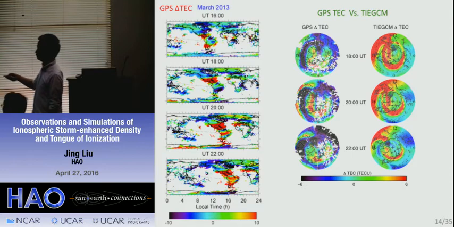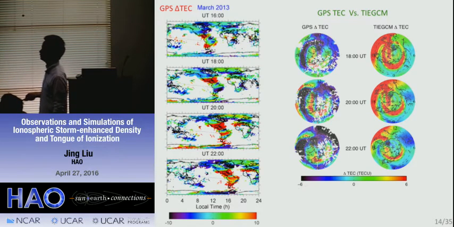This kind of global GPS map tends to obscure what's going on at high latitude. In order to give better visibility of the high latitude, here is a polar projection of the GPS TEC data. We see the SED and also TOI and the boundary blob. This is the figure that I showed on the second slide.